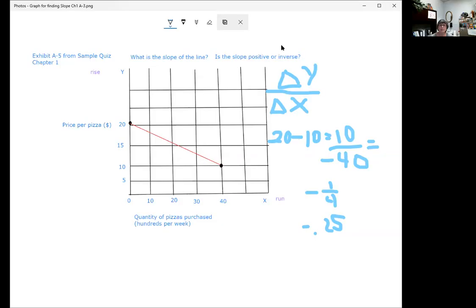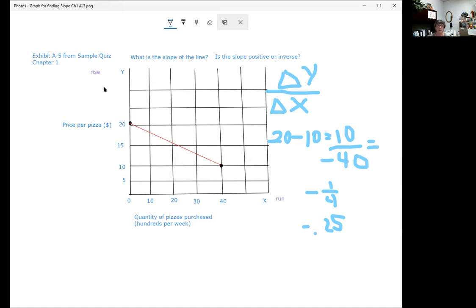Okay. So what I have here is the graph that is in your Appendix 1. I have Chapter 1 here, but I really meant Appendix 1. It's Exhibit A5 from the sample quiz. So what is the slope of the line? Is the slope positive or negative? Inverse. So we know from the previous chart I just showed you that this is inverse. Inverse is negative, so that means it's a minus.